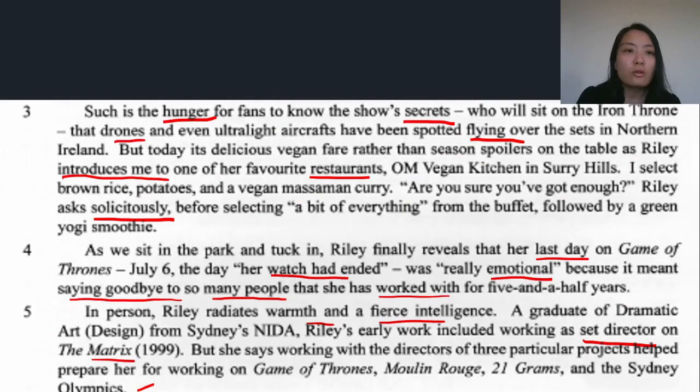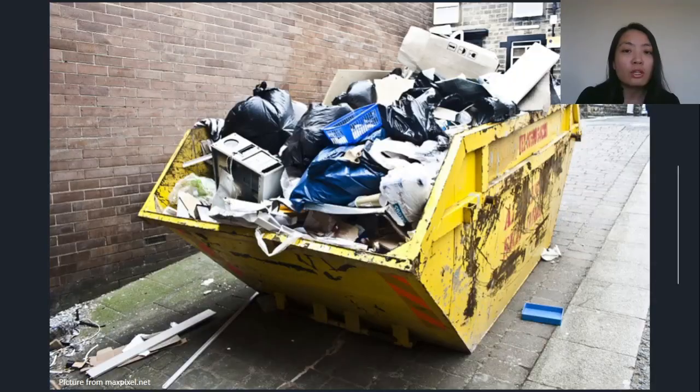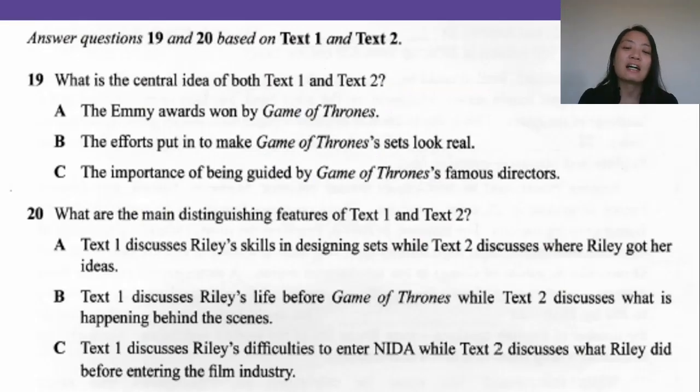Okay, so let's go now to the question. This part will ask you for both text 1 and text 2. So this is when the skill of comparing comes in. So now we look at the question. What is the central idea for both text 1 and text 2? So now it's going to ask you for both of these. So you have to find which is similar for both of these.